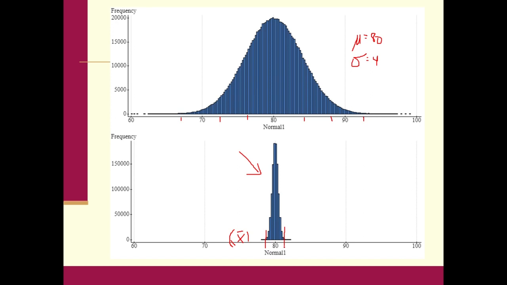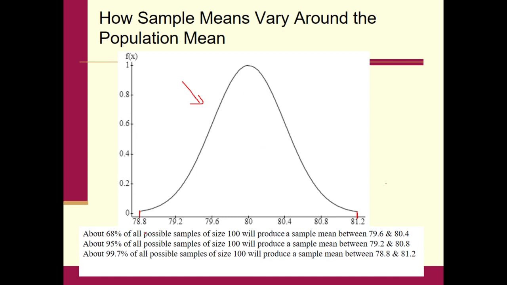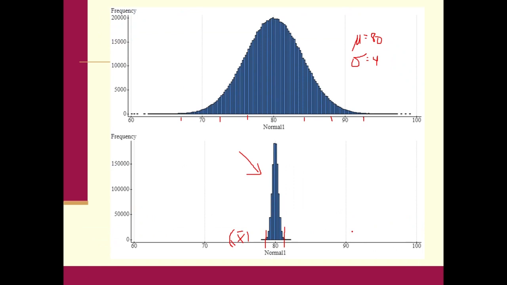And what are those two points? Those two points are 78.8 and 81.2. But X itself can get all the way out here to 92, and even if you have these extreme outliers out here, maybe you even get 98, and down here all the way down to 60. X bar can't do that. It's very much contained. True, it can get out a little bit further here and there, but for the most part, most of those X bars are going to be contained.